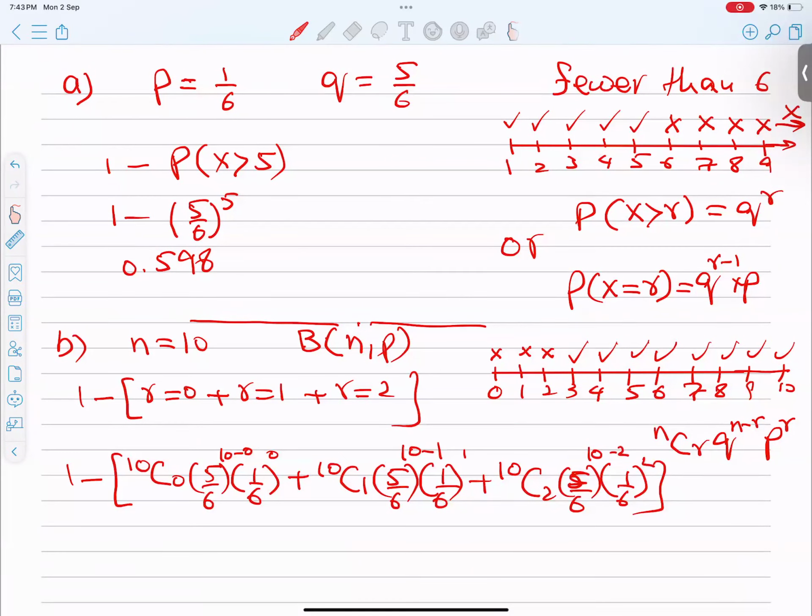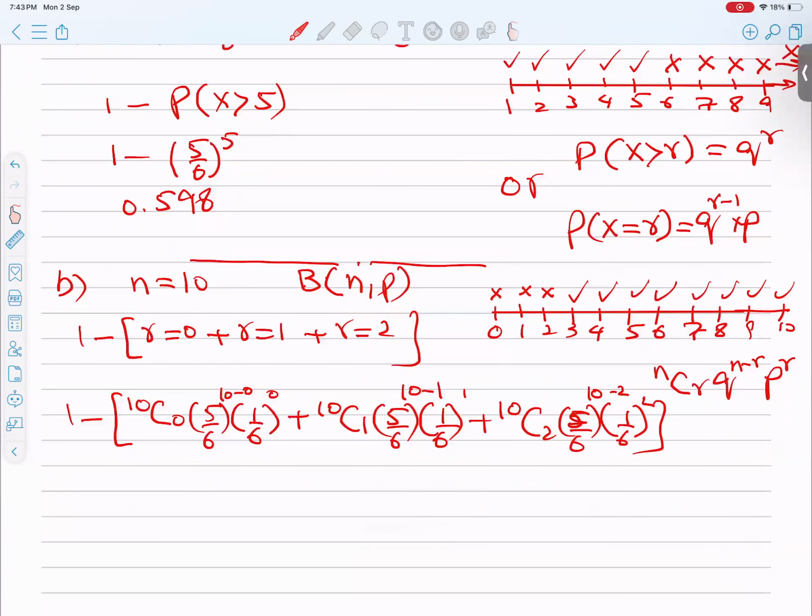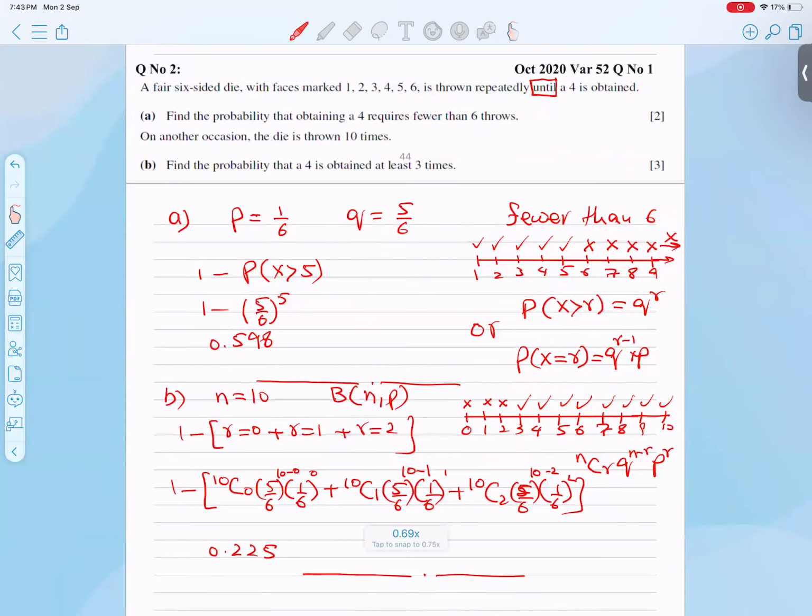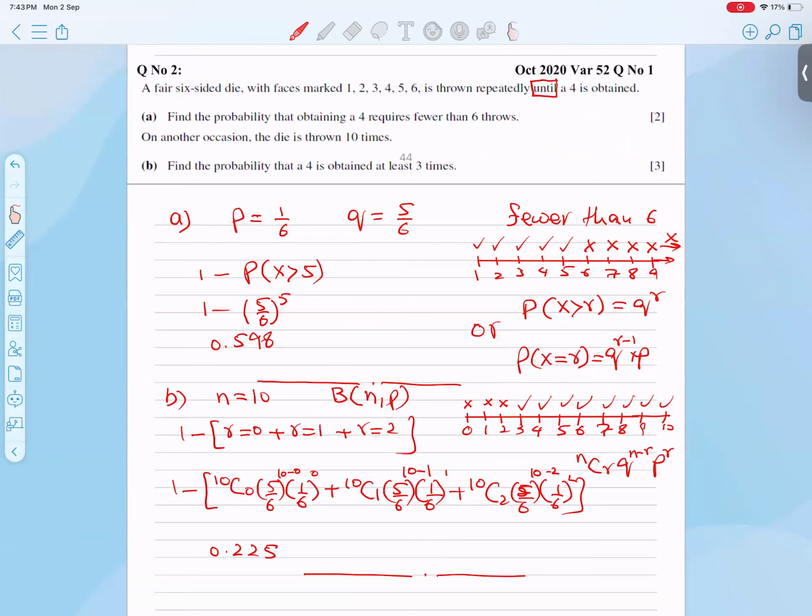And if I type this in the calculator to save our time, I've typed it already and I'm checking the answer, and that is 0.225, my final answer. And I believe you got the concept very clear.